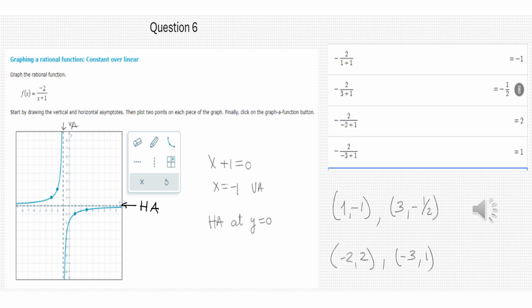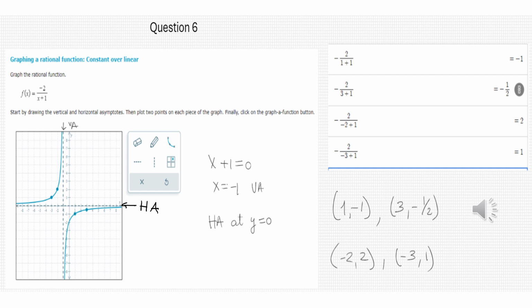Now the horizontal asymptote. According to the degree analysis, the degree of the numerator is 0 and the degree of the denominator is 1. Therefore, we have a special case of the horizontal asymptote, which is located at y equals 0.